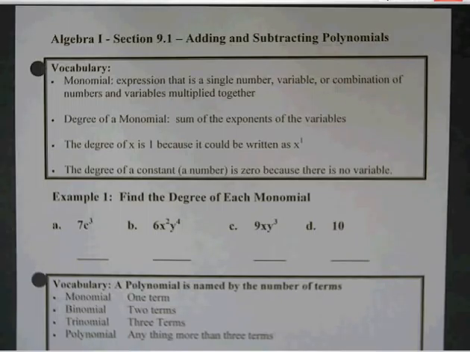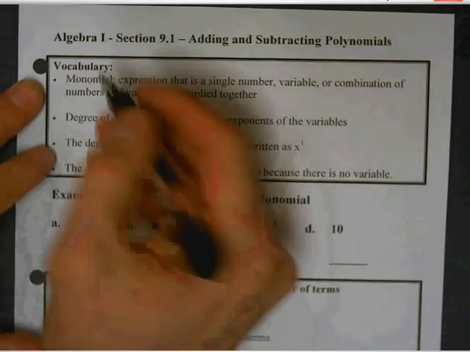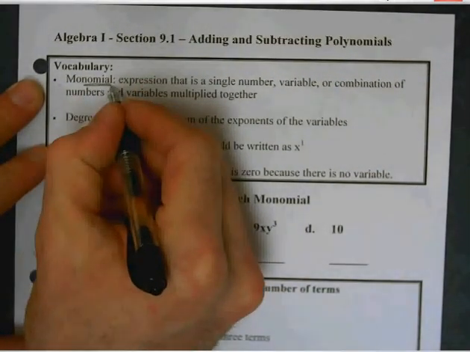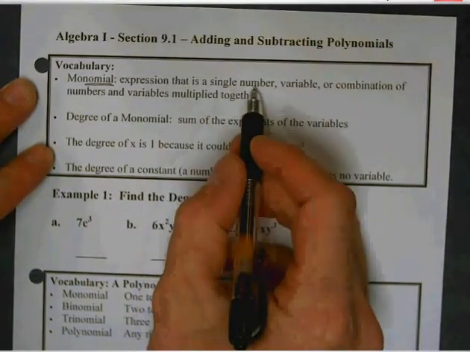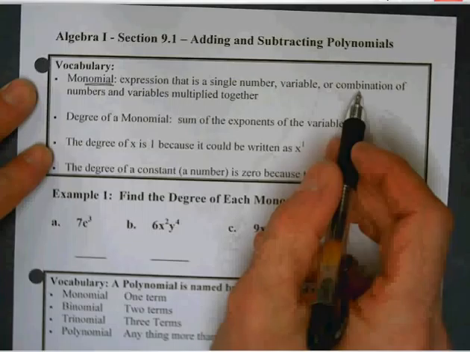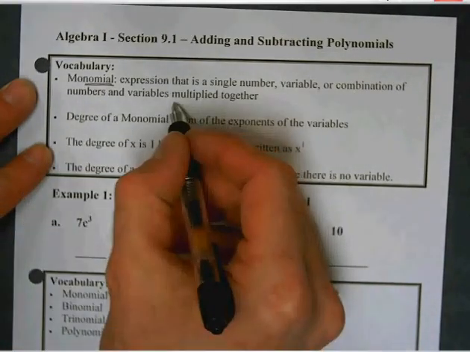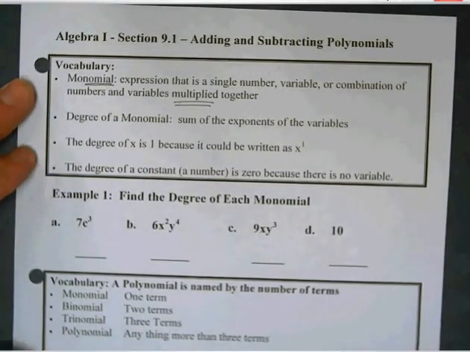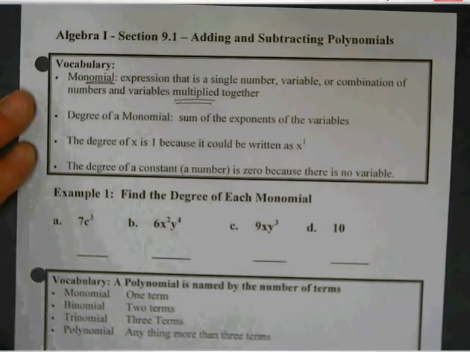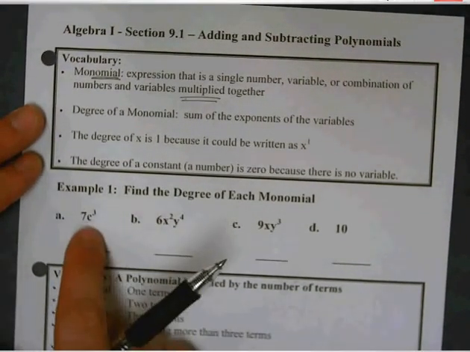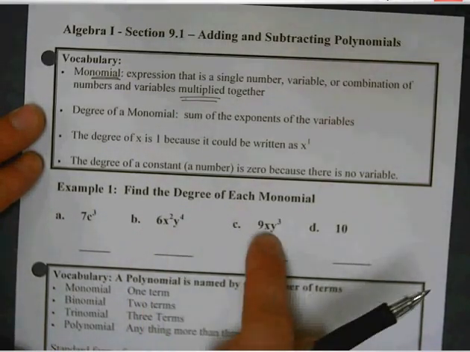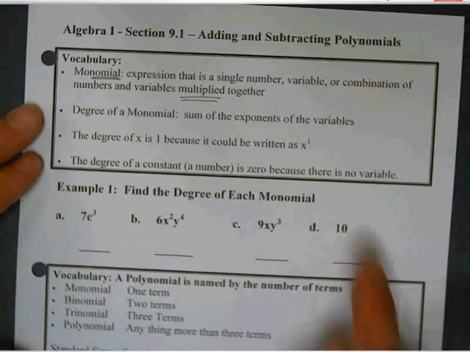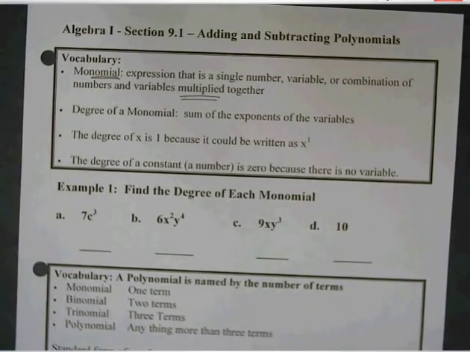So when we're talking about a monomial, the back word is nomial. Nomial means term. And so a monomial has either a single number or a single variable or a combination of numbers and variables that are multiplied together. Down here I have some examples of monomials: 7c cubed, 6x squared y to the fourth, 9xy cubed, and 10. All of these are monomials. They are one term connected by multiplication.